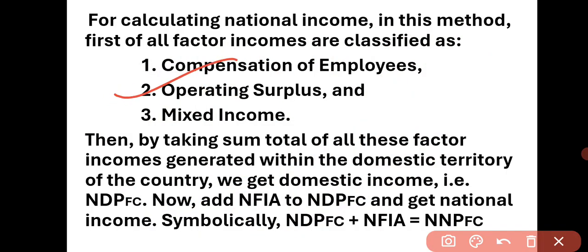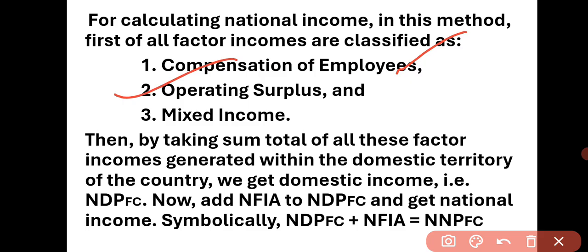Number two, operating surplus. What is operating surplus? We know that there are four important factors of production: land, labor, capital, organization. For labor, we are getting wages and salaries, that is included in compensation of employees. But for the rest, land, capital and organization, for land you are getting rent, for capital we are getting interest, for organization or entrepreneurship we are getting profit.